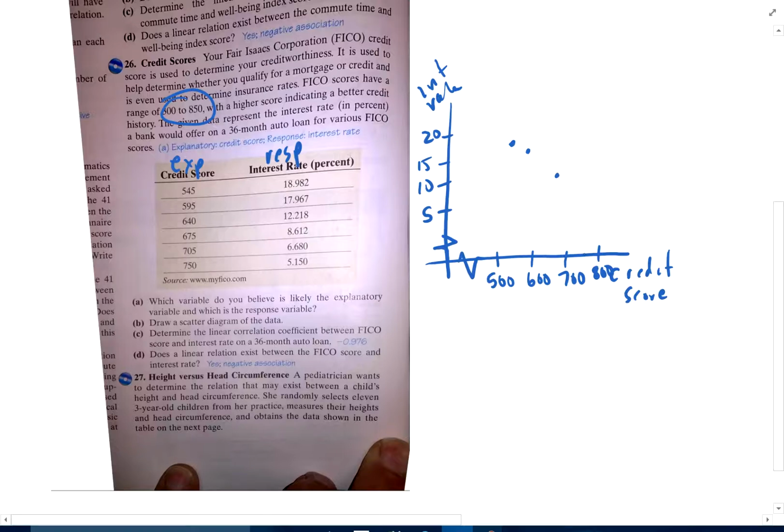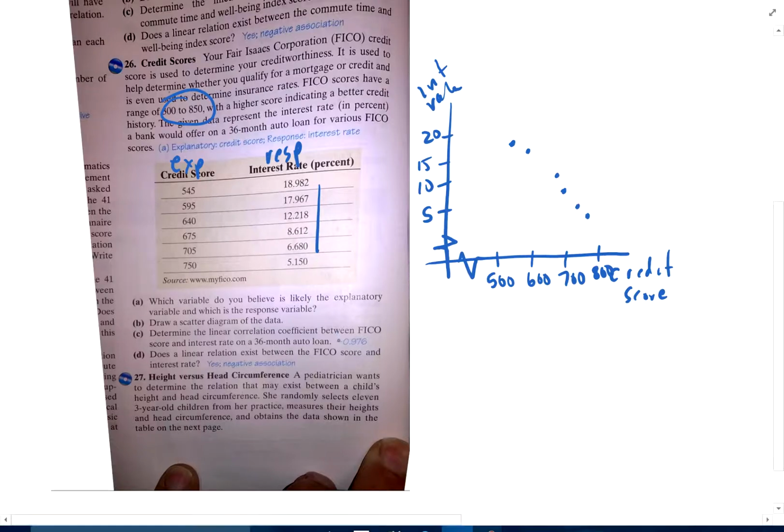675, it's 8.6. 705, it's 6.6. And 750, it's 5.1. Yeah, it definitely pays. This is actually really true. It definitely pays to have good credit, as some of you know, and I figured that out.